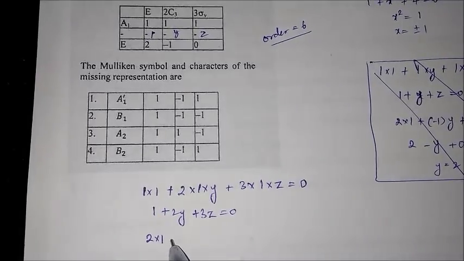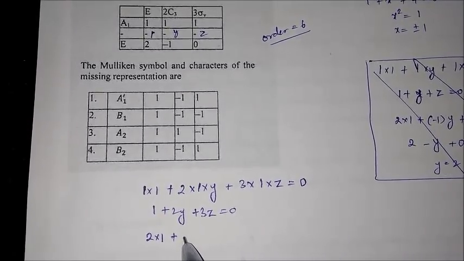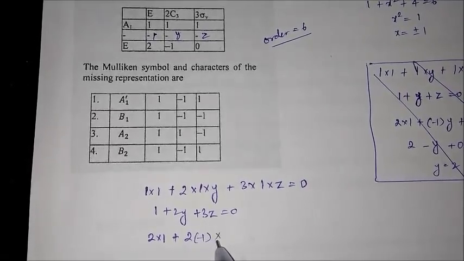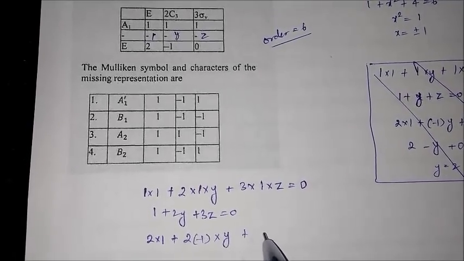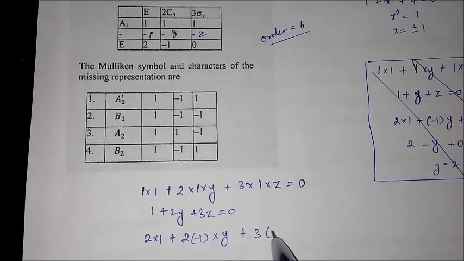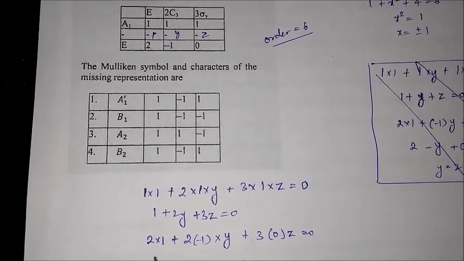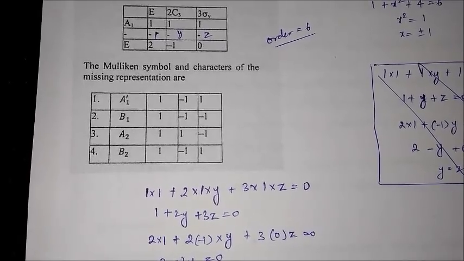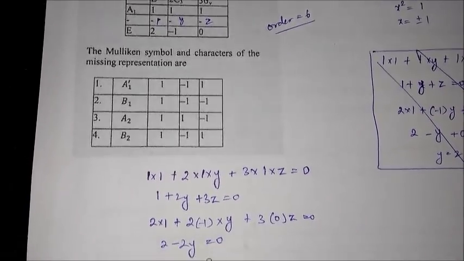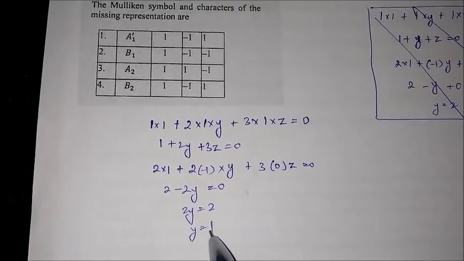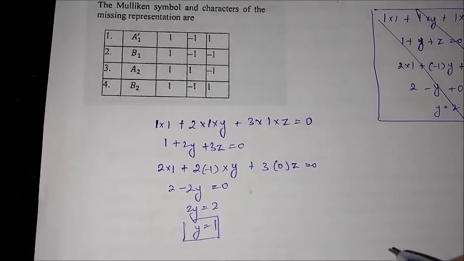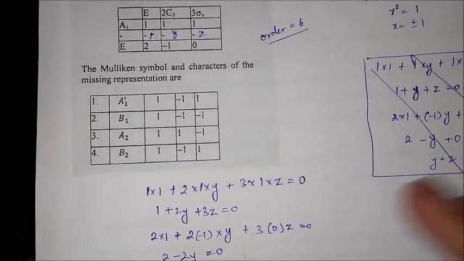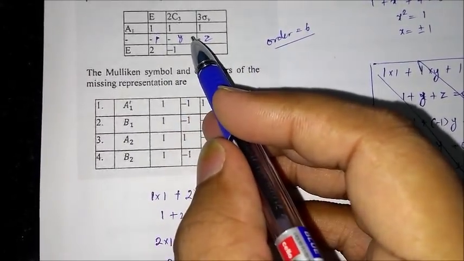Into 1, then plus, and we get 2 from the coefficient of C3, then minus 1 into y, plus 3 from the coefficient of sigma v, 0 into z equals 0. So we will get 2 minus 2y equals 0. So 2y equals 2, so y equals 1. So we get x equals 1 and y also 1.